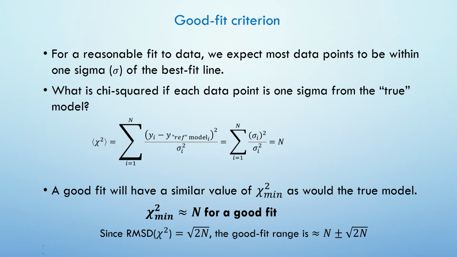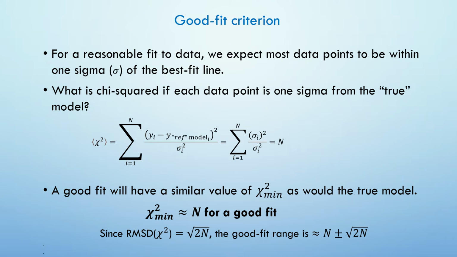For a reasonable fit to data, we expect most data points to be within 1 sigma of the best fit line. Why don't we expect all data points to be on the best fit line? Given that we expect statistical uncertainty in our data, wouldn't a perfect fit be an unlikely and suspect occurrence?